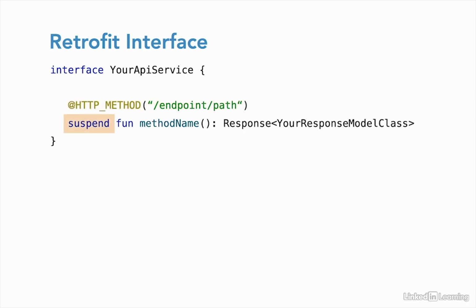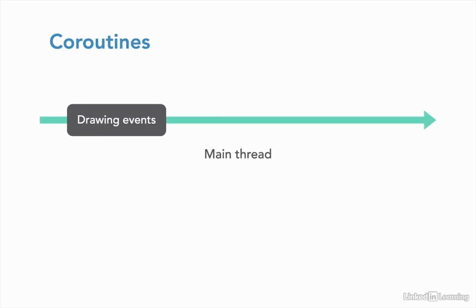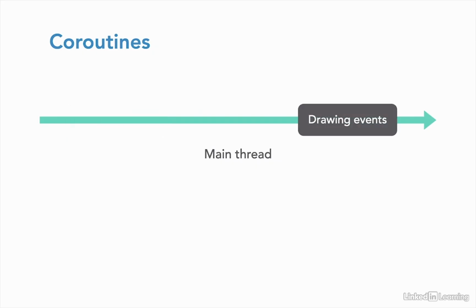Next, notice that the function is declared with the keyword suspend. Suspend functions are a core element of coroutines. Coroutines are one way of handling asynchronous work in Kotlin. If you recall, when working with Android, you never want to block the main thread. It's used to process join events, among other things. If you block the main thread, then users will think that your app is just hanging. And this is where coroutines come to the rescue.